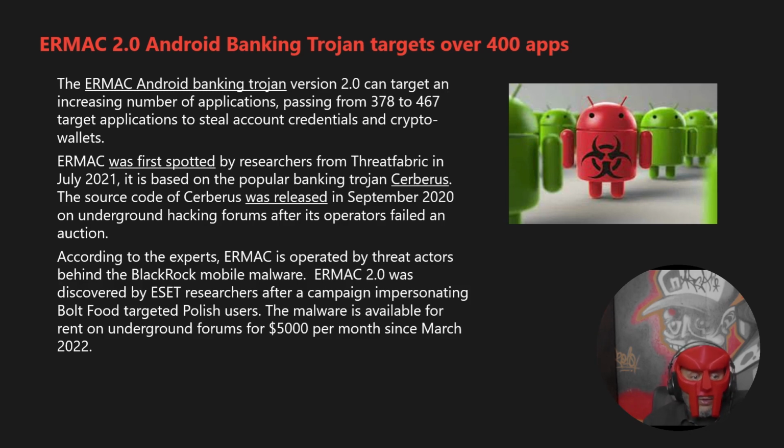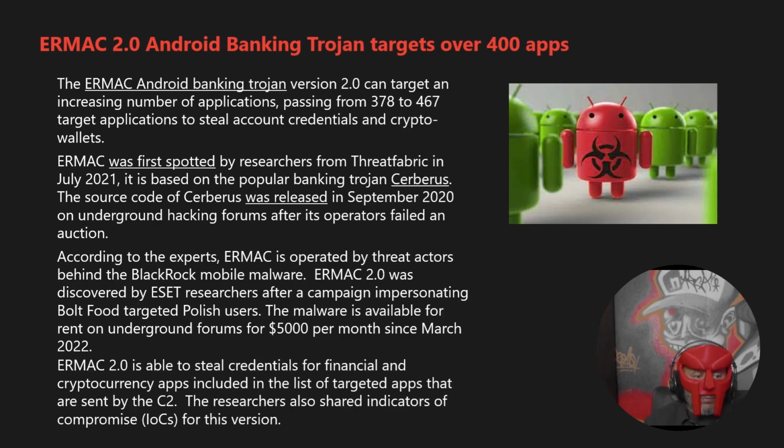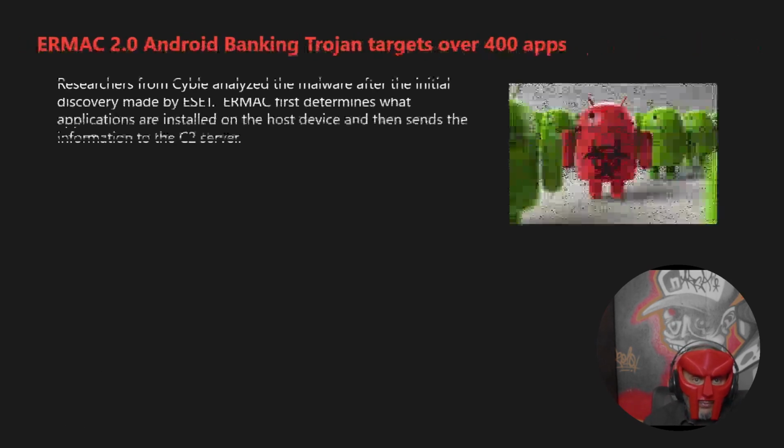ERMAC 2.0 was discovered by ESET researchers after a campaign impersonating Bolt Food targeting Polish users. The malware has been available for rent on underground forums for $5,000 per month since March 2022. ERMAC 2.0 is able to steal credentials for financial and cryptocurrency apps, including the list of targeted apps that are sent by the command and control server. The researchers also shared indicators of compromise for this version.